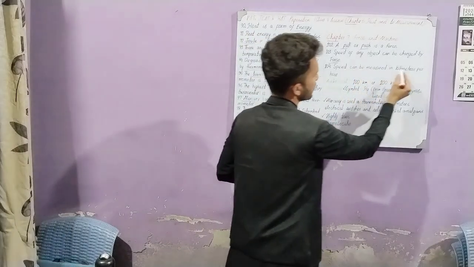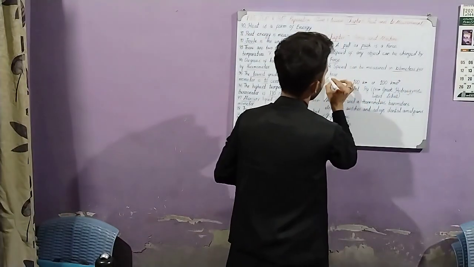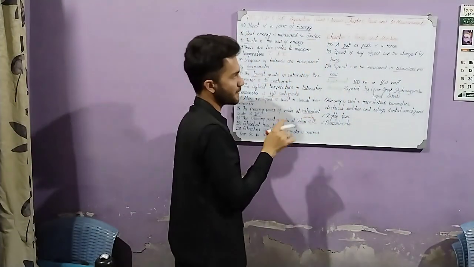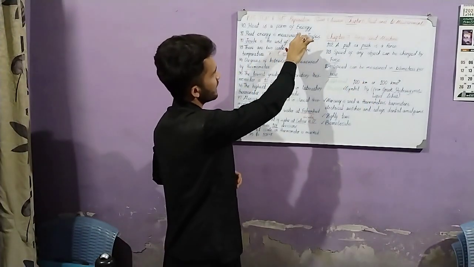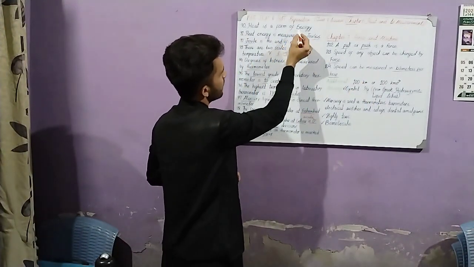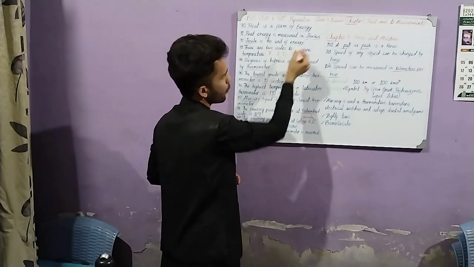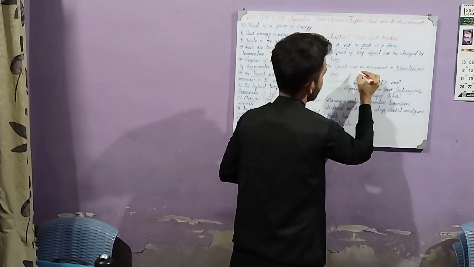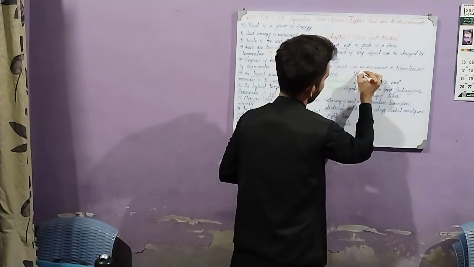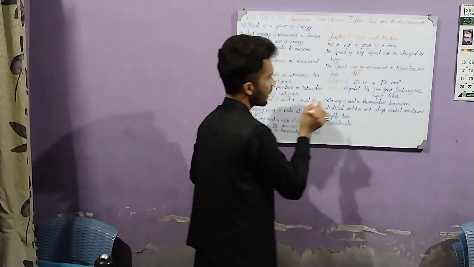Speed can be measured in kilometers per hour. The measurement of speed is done in kilometers per hour. Like here, the energy was measured in joules. In the same way, speed is measured in kph, kilometers per hour.